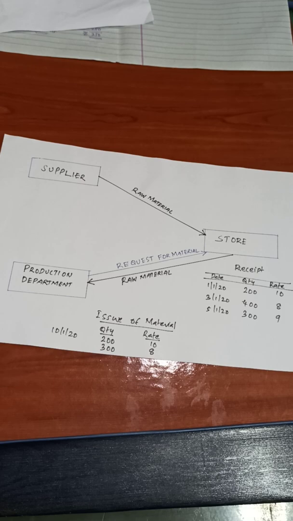We know that in all kinds of organizations, the materials required by the organization are purchased at different times and at different prices. So, in the store, there will be a group of materials which are purchased at different prices. So there arises a question: at what price should the material be issued?